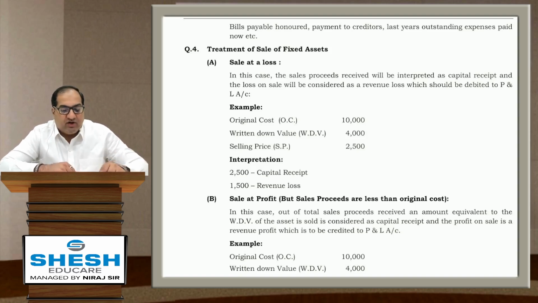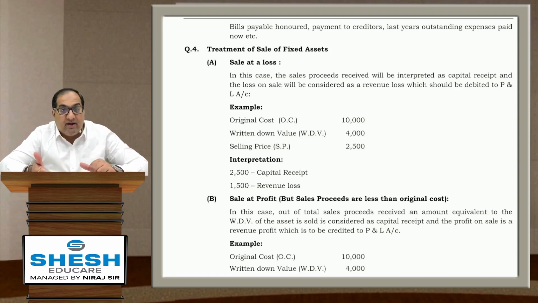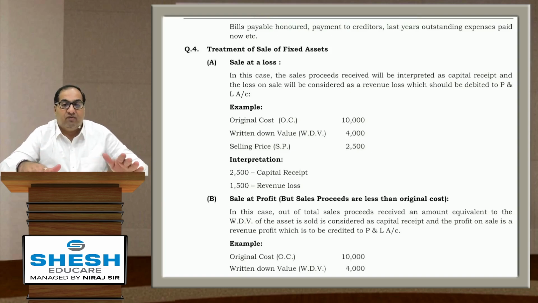So what is the book value of the machine in my example? 4,000. It has been sold for how much? 2,500. So 2,500 will be treated as a capital receipt. There is no profit here, there is a loss. So that 1,500 is a revenue loss. Are you able to understand what I am saying? Your selling price can be the same as book value, more than book value, or less than book value. This was the example of less than.